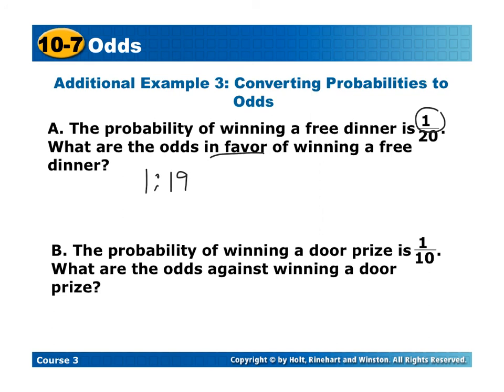Why don't you pause the video and try part B on your own? Once again, we look at probability of winning a door prize, and it's 1 out of 10. They want to know the odds against winning a door prize. So if there's one way to win, that means there are 9 ways not to win to one way to win. So it would be a 9 to 1 ratio of odds against winning the door prize.